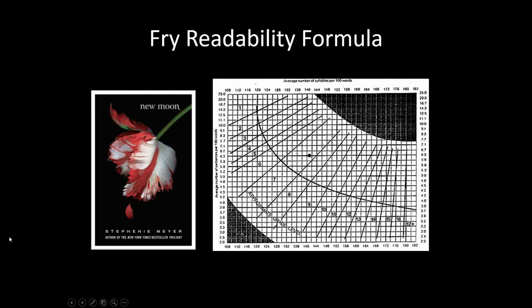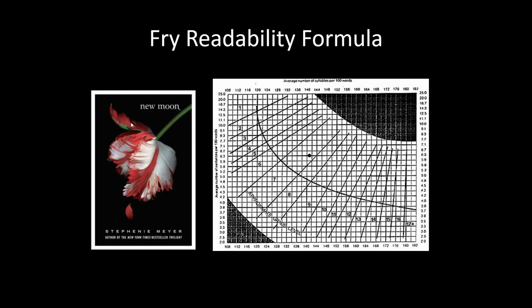And the next thing you're going to do is count the number of sentences in that 100-word sample. So count all the periods. How many sentences are in that sample? When I looked at this New Moon text, there were actually 10 and a half sentences.